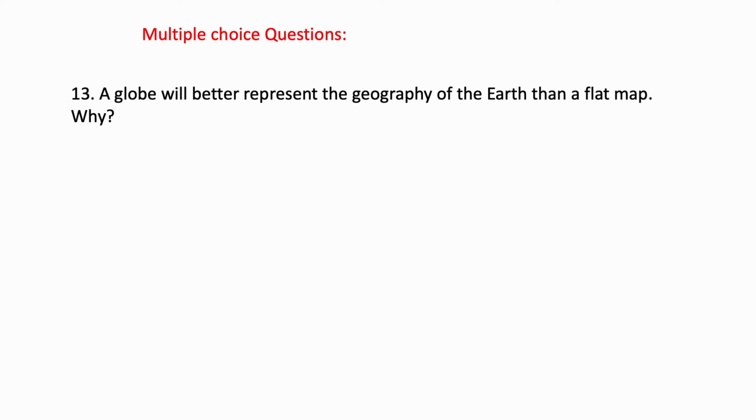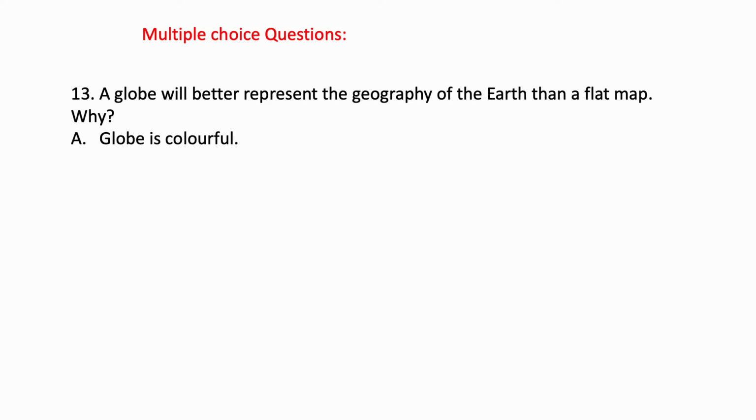A globe will better represent the geography of the earth than a flat map. Why? Option A, globe is colorful. Option B, globe is more attractive. Option C, the globe and the earth have the same spherical shape. Correct answer is option C. The globe and the earth, they have the same spherical shape. So, a globe can better represent the geography of the earth than a map. A map is flat.